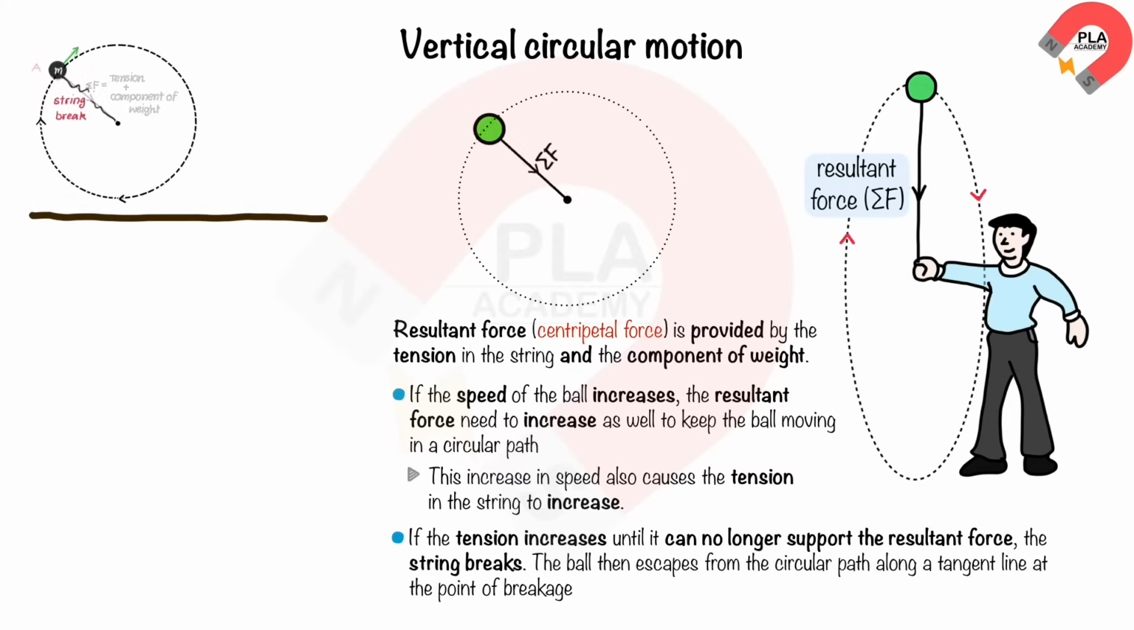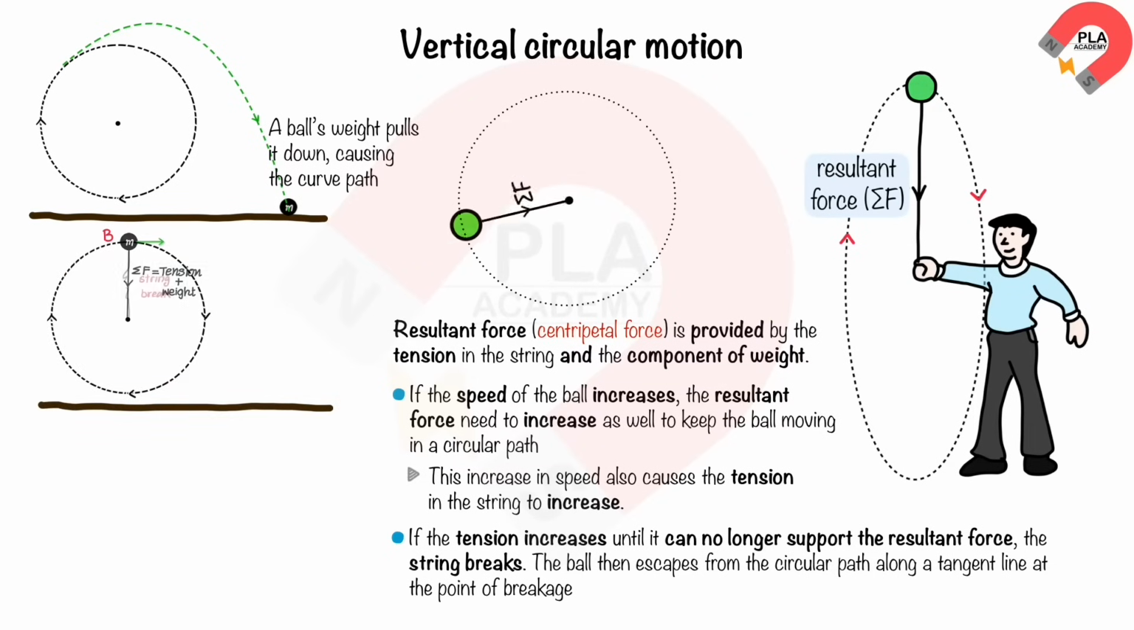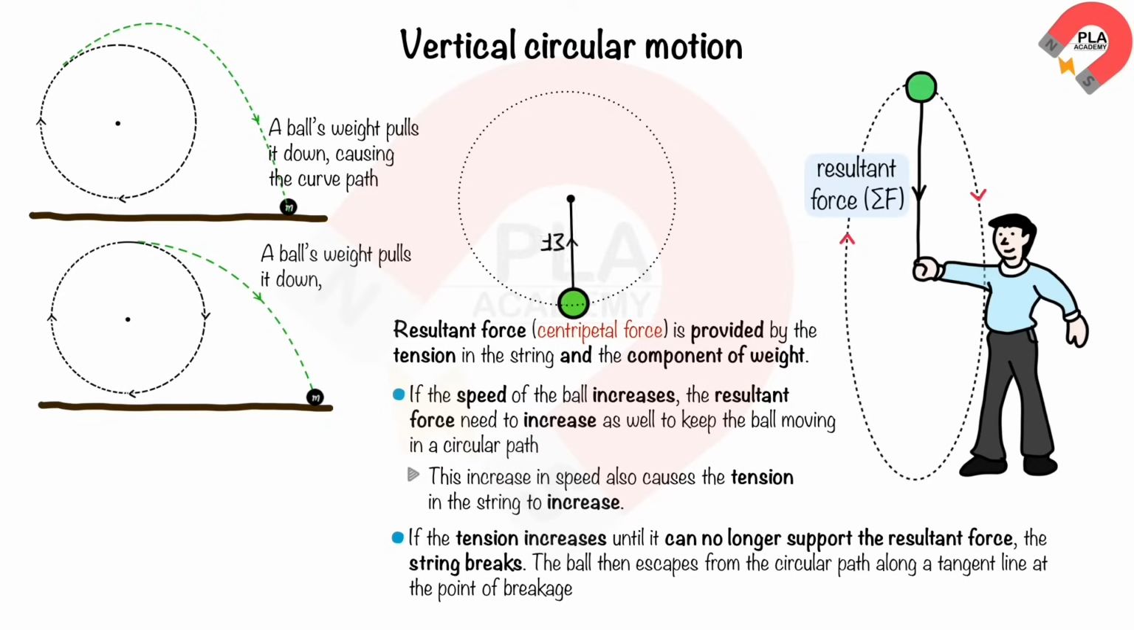If the string breaks at point A, the object escapes from the circular path along the tangent line at point A, and then it is pulled downward by its weight to the ground. This causes the travelling path to be curved as shown. If the string breaks at point B, the object escapes from the circular path along the tangent line at point B, and then it is pulled downward by its weight to the ground. This causes the travelling path to be curved as shown.